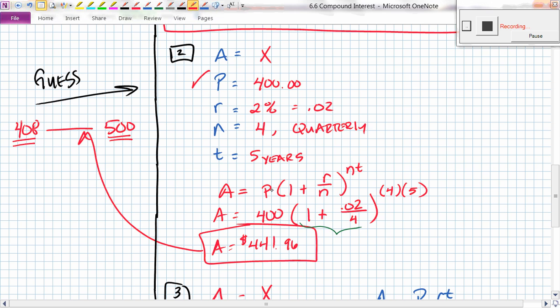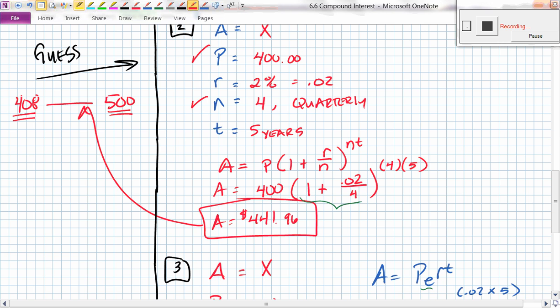So we had A equals P times 1 plus r over n to the nt, because I have a 4 for my number of compounds per year, quarterly. As a class, we did the inside part first together on our calculators, got the answer, then raised it to the power of 20, and then finally multiplied by 400. You end up with $441.96, which of course is in an acceptable range, sort of in the middle of where we figured it would be.